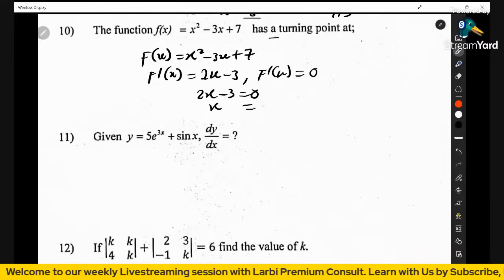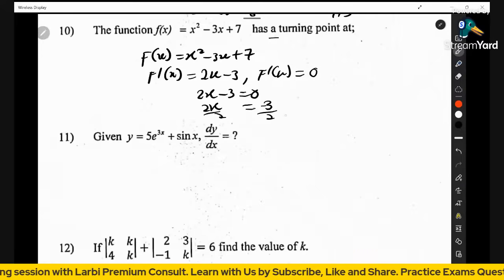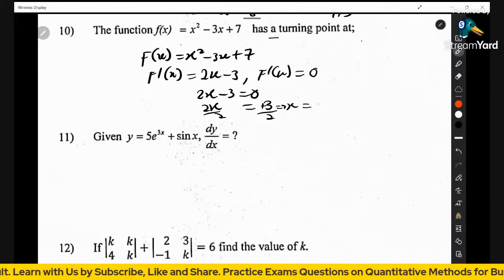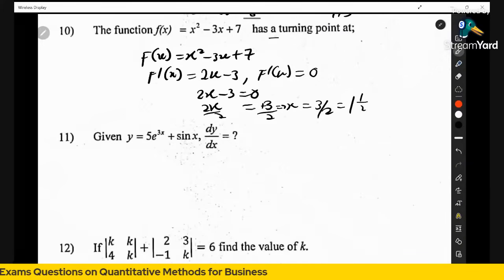That should be equal to positive 3. We divide both sides by 2, and we are getting x to be equal to 3 over 2. And that is all. Or better still, you say that one whole number 1 over 2. So let's take note.